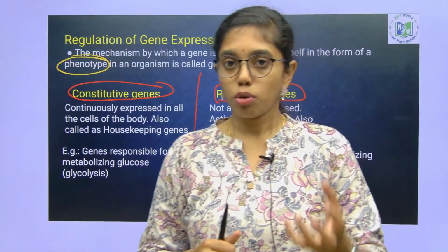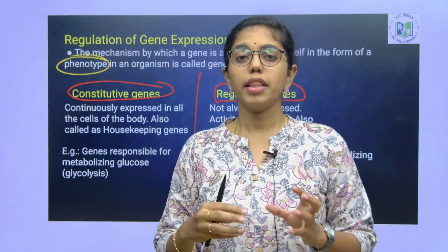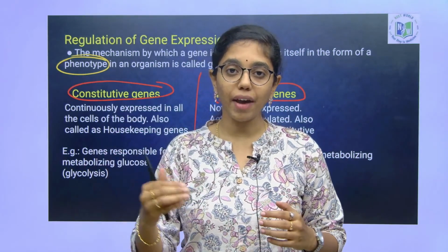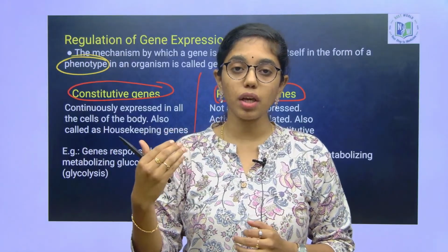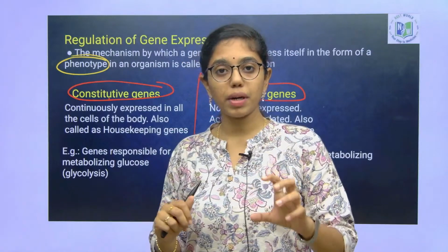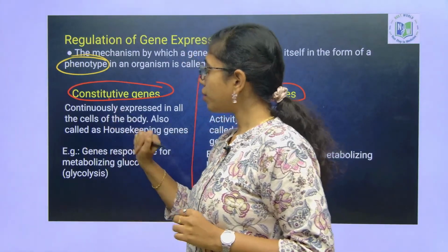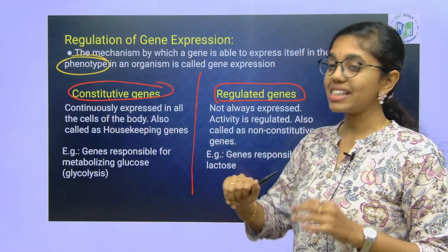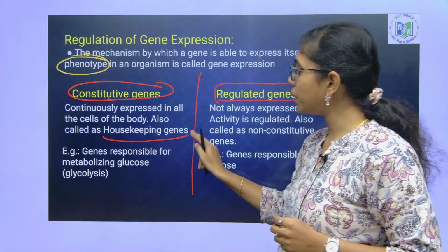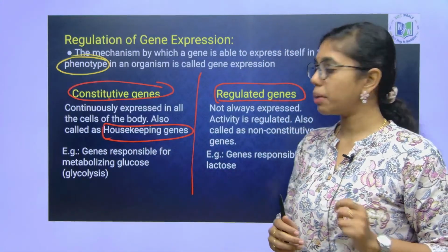Constitutive genes are those genes in the body which are continuously expressed. They are not regulated by any other factors, like any other factor is not promoting or inhibiting the activity. These constitutive genes which are present in the body are continuously expressing. Look into the theory, they are continuously expressed in all the cells of the body, also called housekeeping genes. Constitutive genes are also addressed as housekeeping genes.